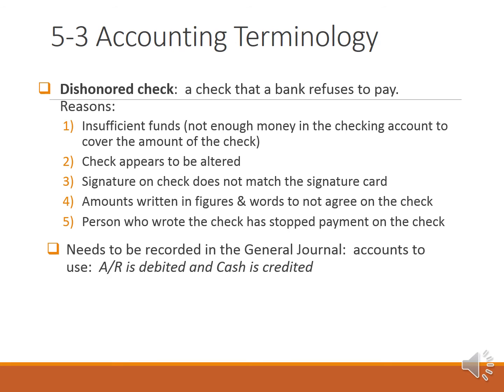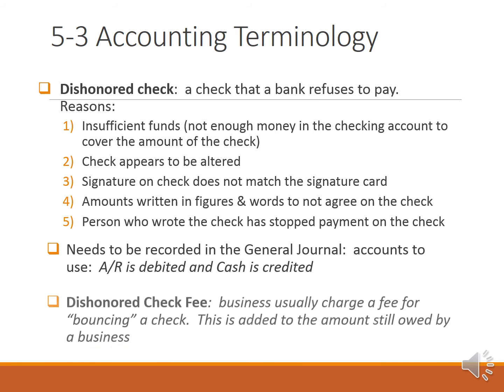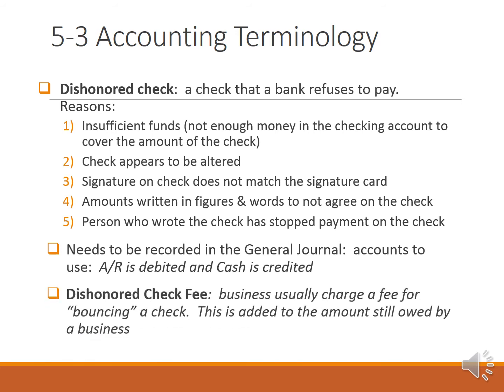When you have a dishonored check, you will need to record it in the general journal. Accounts to be used are accounts receivable and cash. Accounts receivable is debited, cash is credited. There is a dishonored check fee. Most businesses usually charge a fee for having a dishonored check. This is added to the amount still owed to the business.